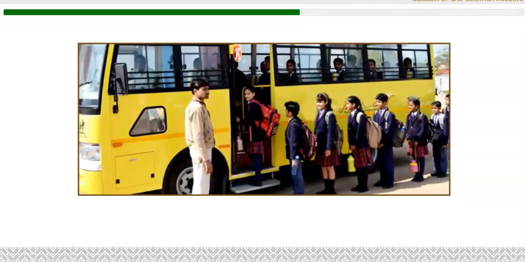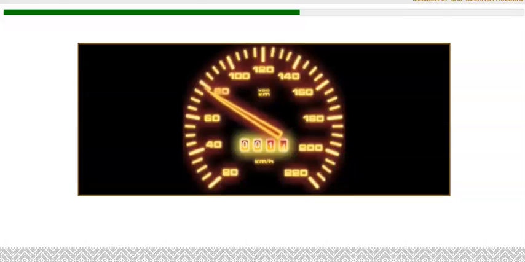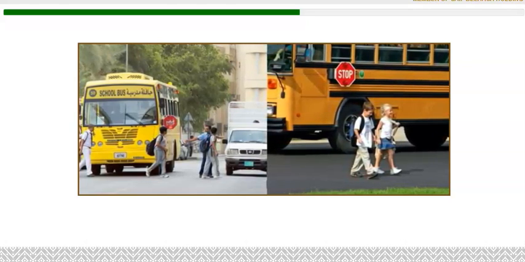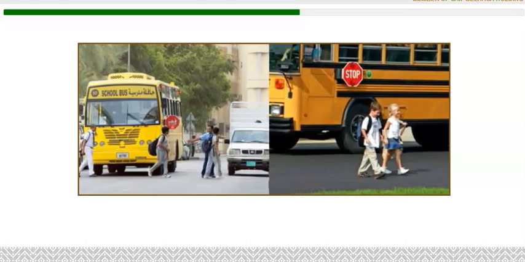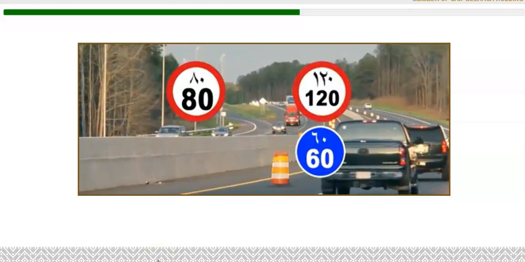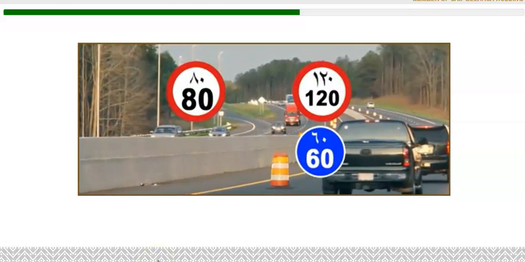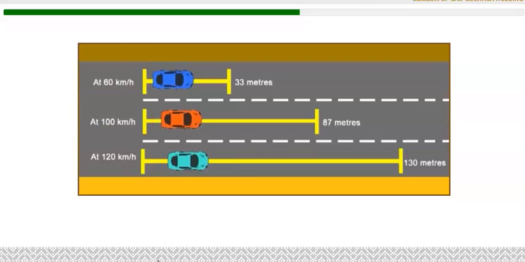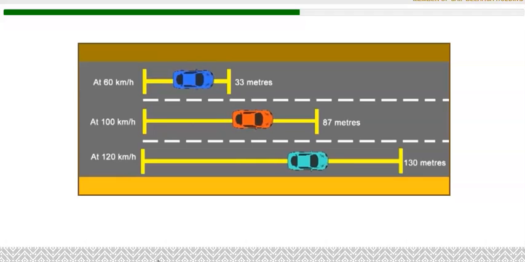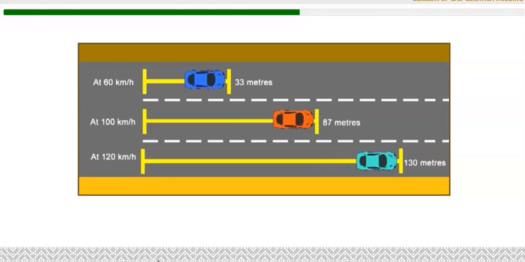Always give way to the pedestrian, and if you see any school bus, you need to stop and give way to the children. Maintain the speed as per the road guidelines. You need to understand the faster you are, the more distance you need to stop the car. So you need to keep the appropriate distance between the cars.